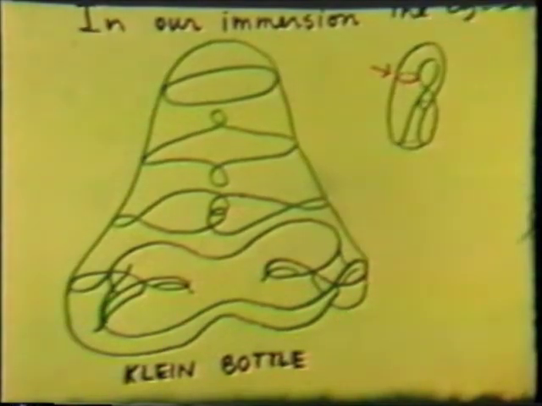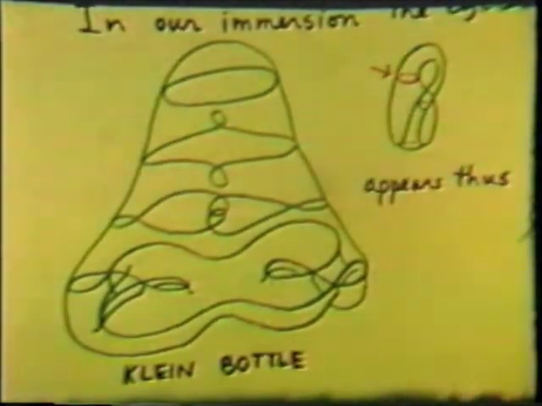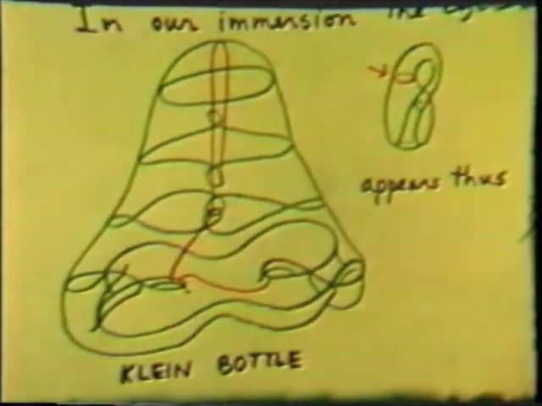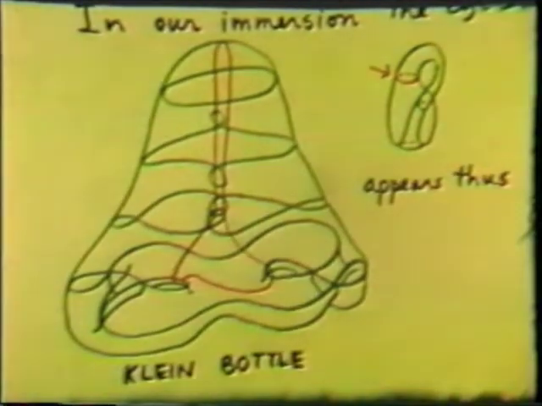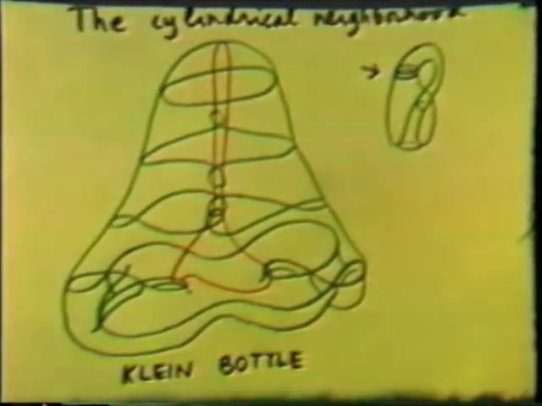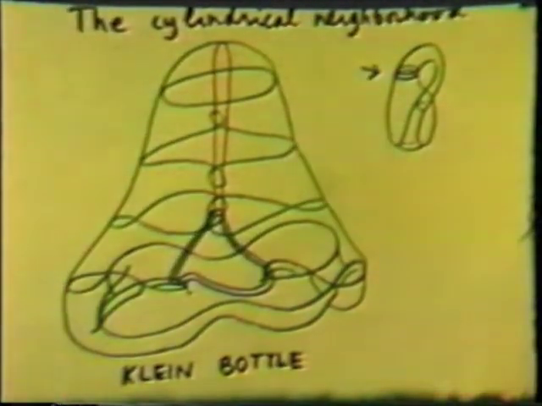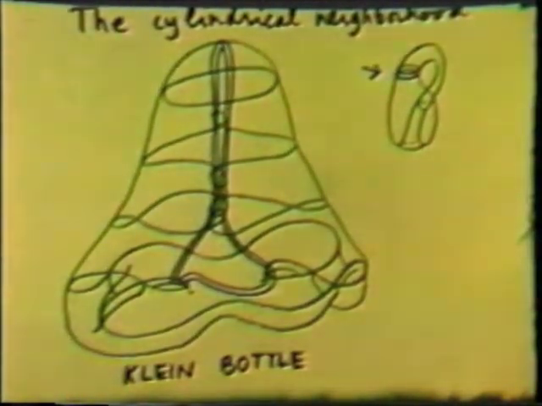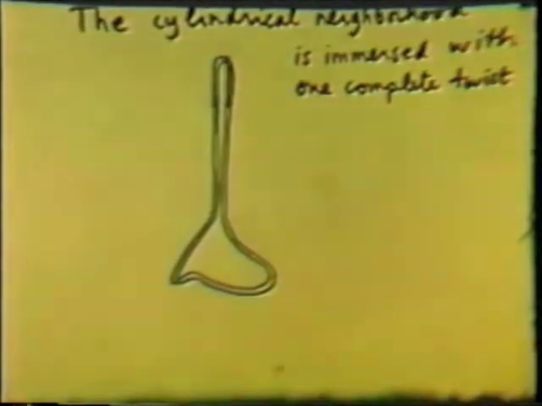In our immersion, that cycle appears thus. It's being traced out by this red curve. The cylindrical neighborhood is immersed with one complete twist.